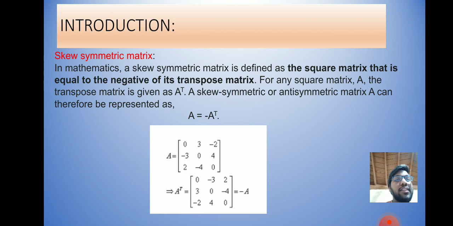Let us see an example here. A is equal to 0, 3, minus 2; minus 3, 0, 4; 2, minus 4, 0. It is a skew symmetric matrix, in which A transpose is equal to minus A, which is A is equal to minus A transpose. This is about skew symmetric matrix.